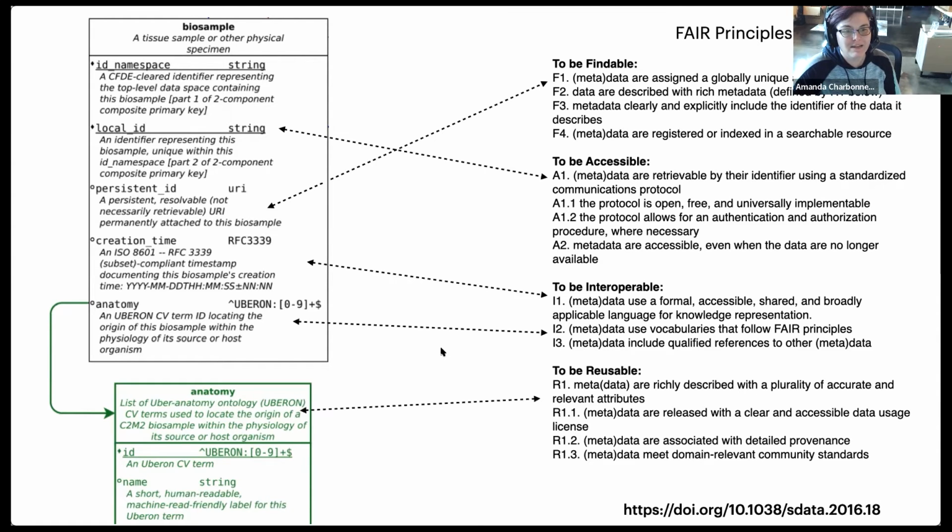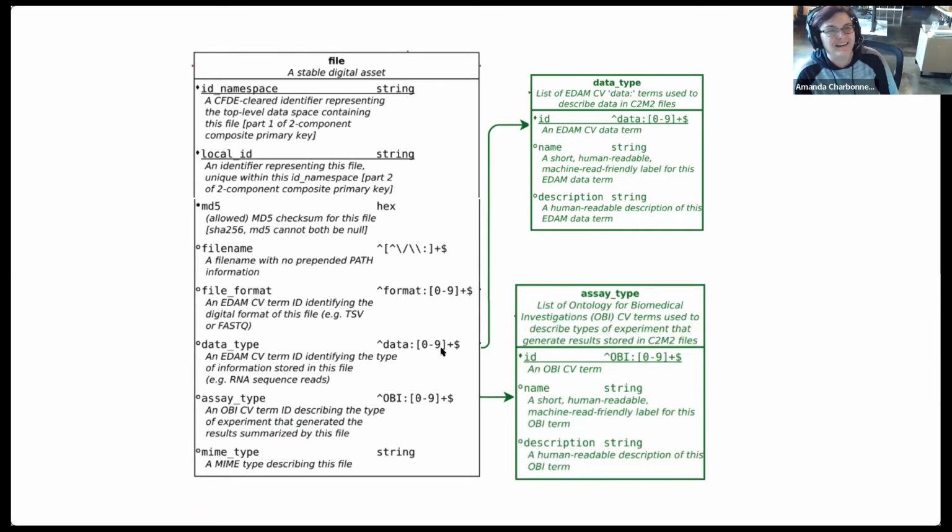I said all of this without clicking. Sorry about that. And we did the same thing for all of these different things. So like I said, you can also search by file, same deal, local IDs, names. We can let you search by format, by the data type, by assay type, by MIME type. And the same thing for each one of these, we are using existing ontologies and not making up anything on our own.